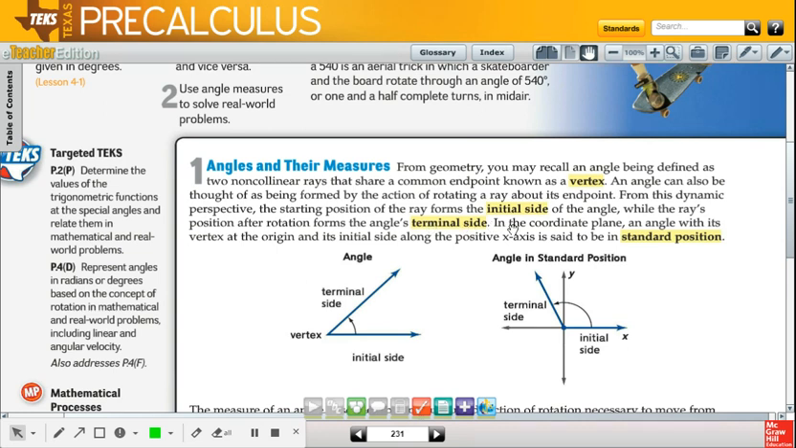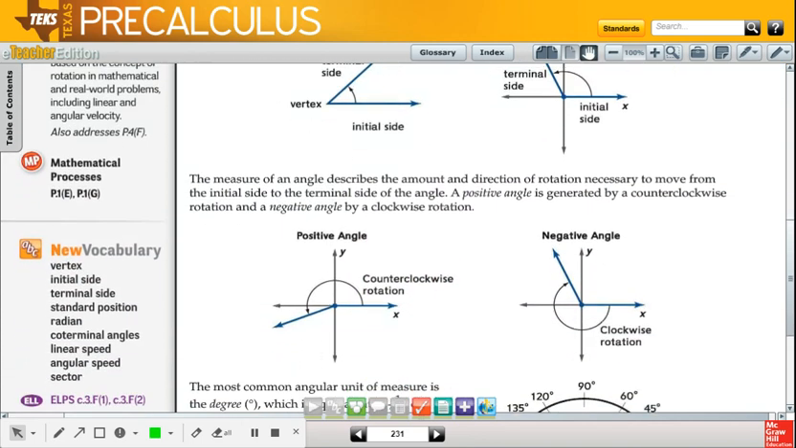Now, in the coordinate plane, that's the XY plane, an angle with its vertex at the origin and its initial side along the positive x-axis, on the right side, is said to be in standard position. So, as I stated before, the initial side is always on the x-axis, the right side of it, the positive side. The vertex is always at the origin, and wherever the second ray stops, that's the terminal side. All right, moving on to more parts of angles and their measures.